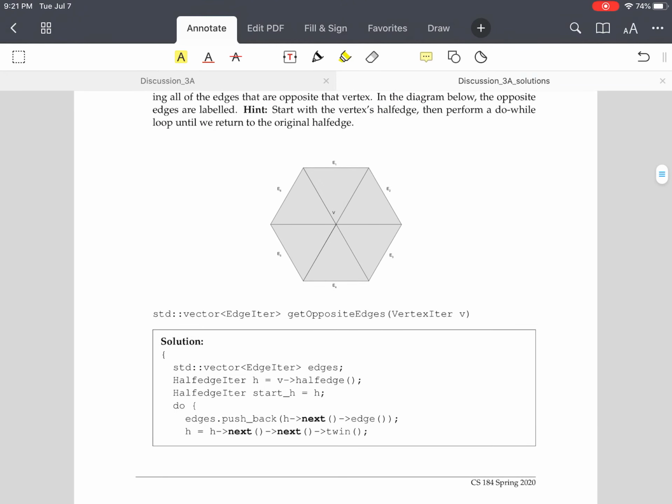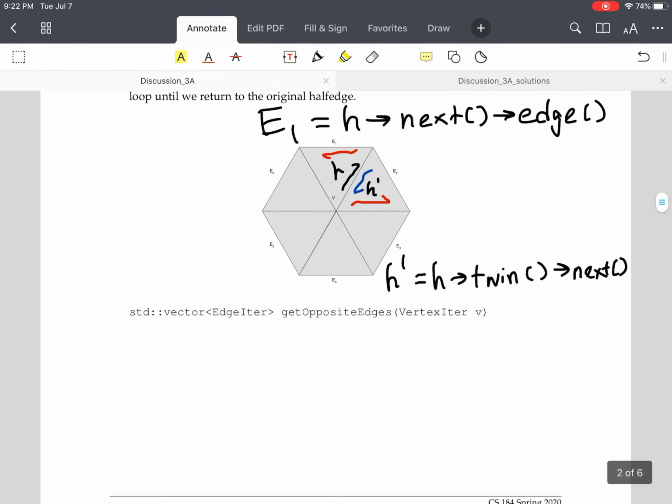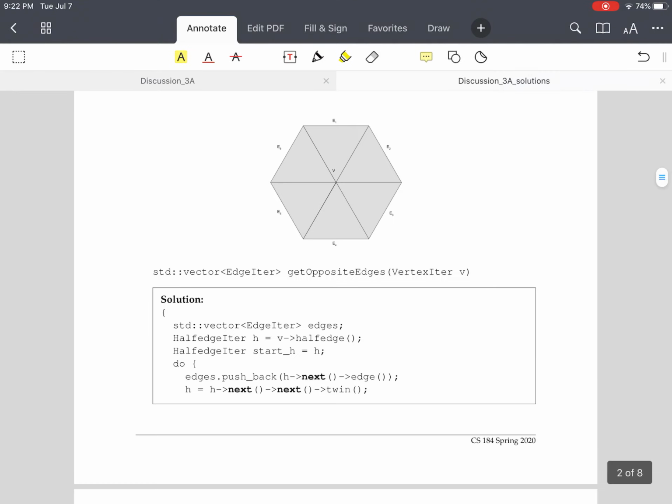First, just creating a vector of edges to store it, nothing crazy. And then we say half edge h is equal to v's half edge, okay? So remember, now we don't know which half edge we're getting, but we get one half edge. We store it. Now here's the key. We save start h is equal to h, okay? So we're duplicating this and remembering which half edge we started at. All right, and then we do a do while loop. So do while, edges.push_back h's next's edge. Now if you come back here, that's exactly what we did right there to get E1, right? So what we've done is edges.push_back E1, okay?